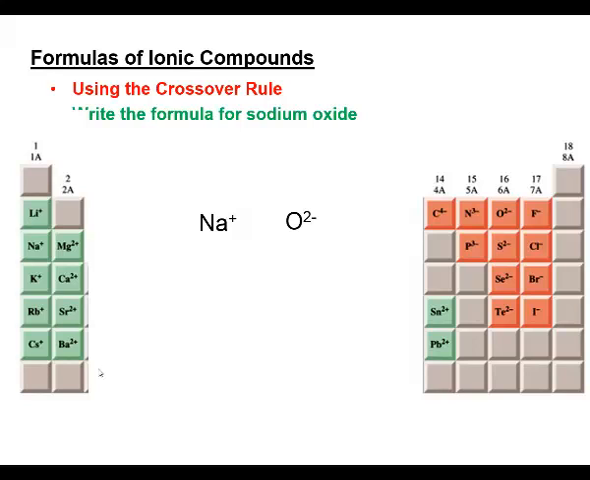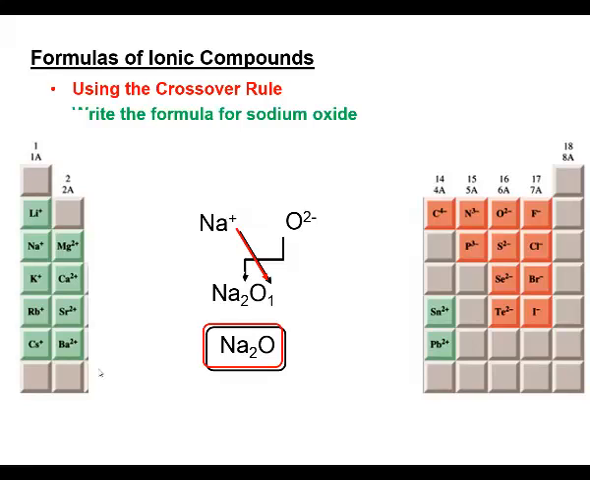Now if I apply the crossover rule, we will see that the subscript for the cation would originate from the charge on the anion. That -2 on oxide would match the subscript for the sodium in the sodium oxide formula. We have a +1 charge on the sodium, so just as a placeholder here, I might write a subscript 1, but we remember that usually 1s are omitted and assumed. So here we would write this as Na2O with the 2 as a subscript after sodium.